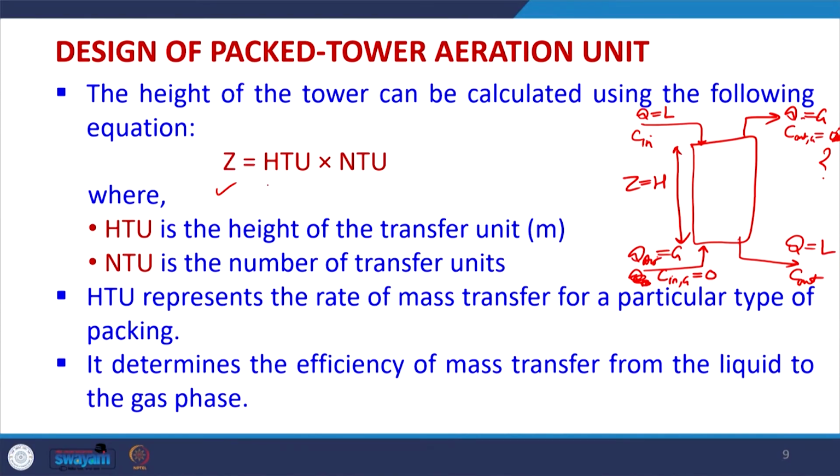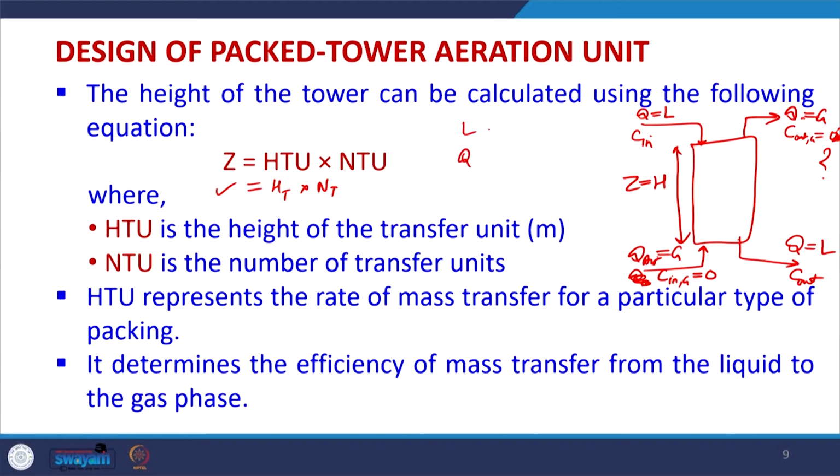So, the height of the tower is the multiplication of HTU into NTU. HTU is called height of transfer unit and NTU is called number of transfer unit. Sometimes they are written like this, NT. So, there are different ways in which they can be written. Height is one of the essential parameters that we have to find out with respect to design, and also using the superficial flow rates with respect to area, we have to find out this L and G value.